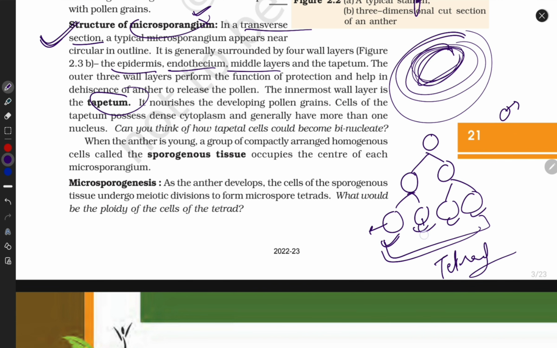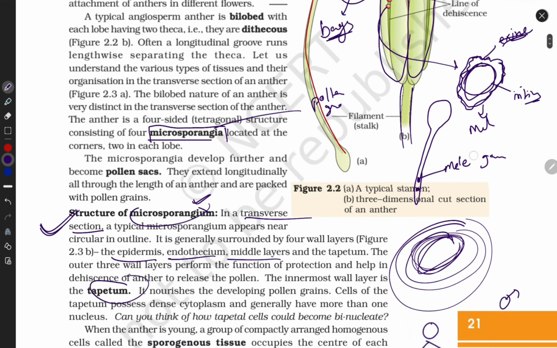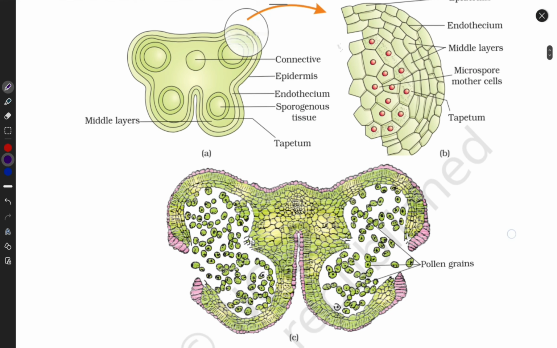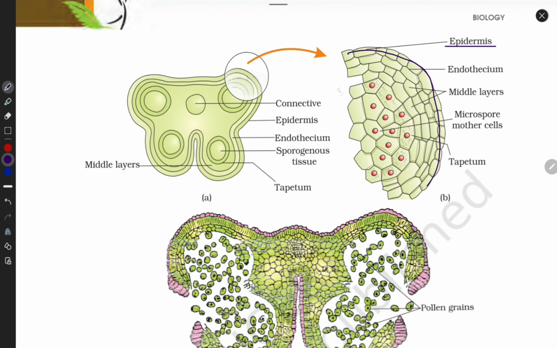Okay, in future they become pollen grains. I think this is clear. Okay, I am drawing a flow chart for you here. Let's see. Look at here guys, this is the epidermis, outer layer, endothecium, middle layer, and tapetum, innermost, and they contain microspore mother cells, MMC. In future they develop and they become pollen grains.